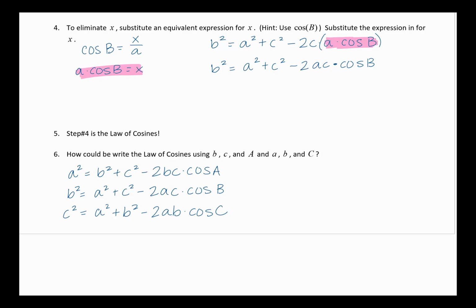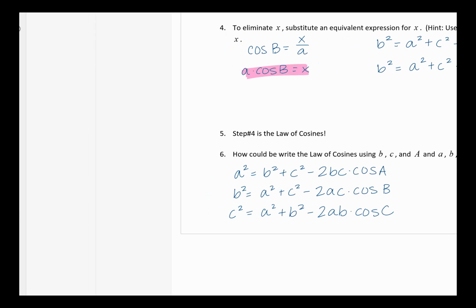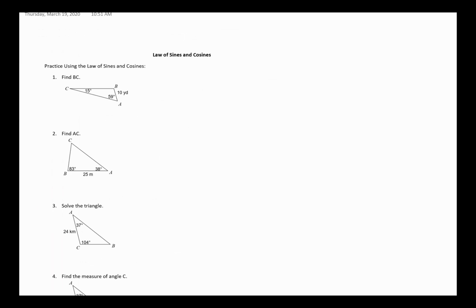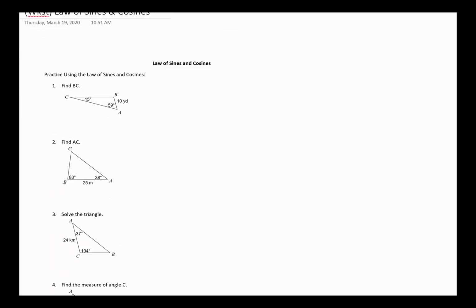And the lowercase letters, remember, are the side lengths of the triangle, and the capital letters are the angles. I know it can be kind of difficult to tell with C's, but that's what we're getting at here. Okay, so let's do 2 example problems, and then we'll be done. So in this worksheet, we're going to do number 1 first.